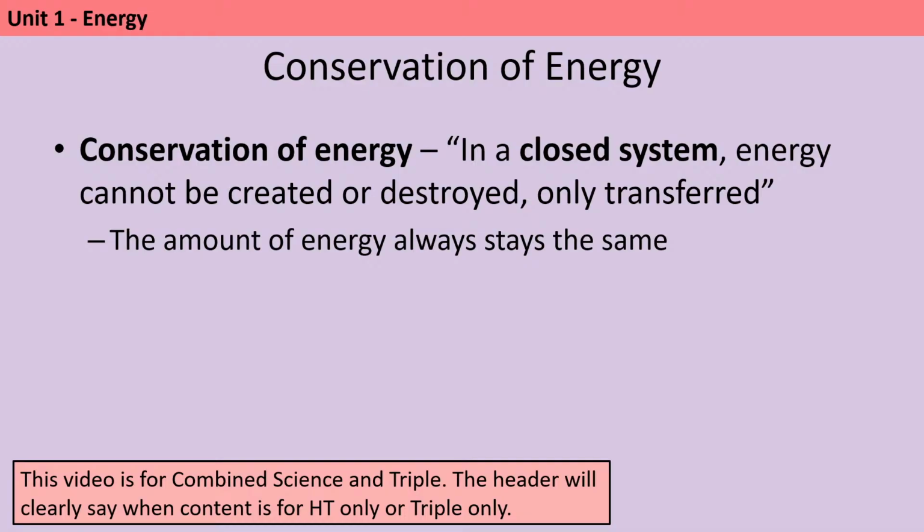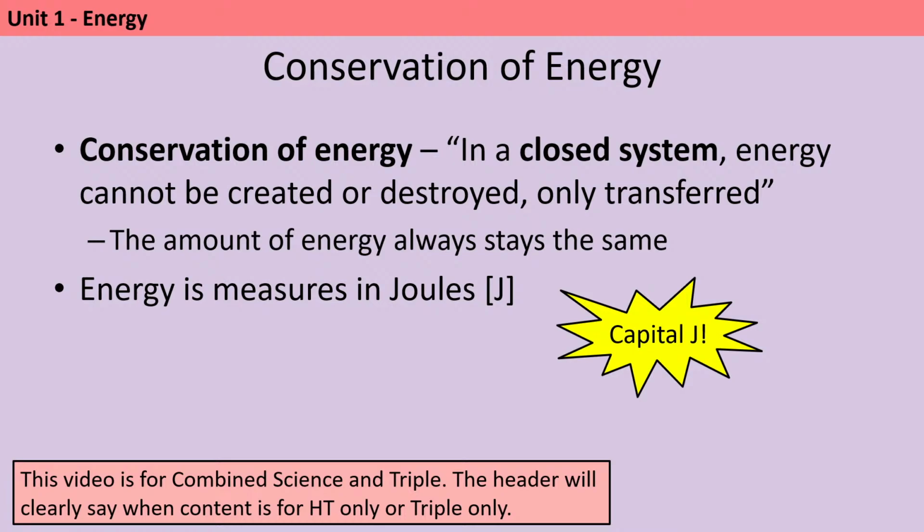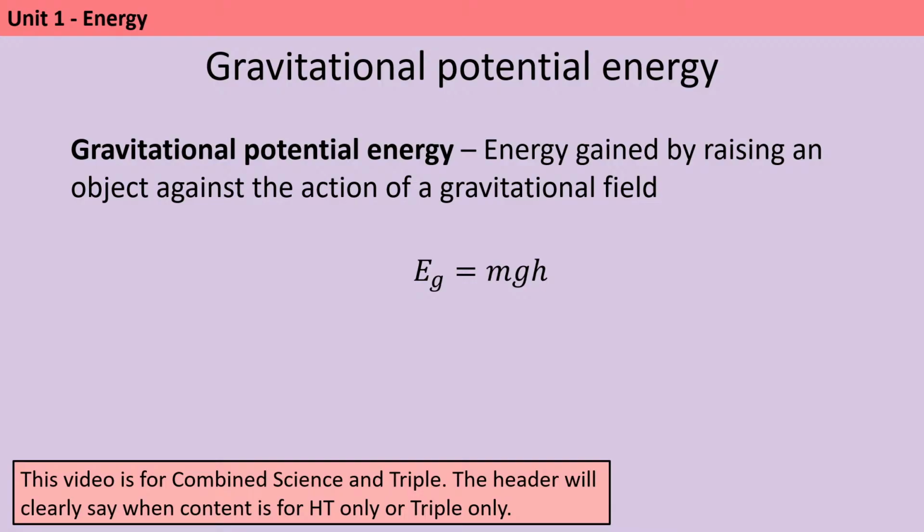A closed system is a situation where no matter and no energy can get in or get out. Energy is always measured in joules, and you need to write joules with a capital J. If a gravitational field is pulling an object down towards the centre of the Earth, and instead we raise that object up in contrast to that gravitational field, then the object becomes a store of gravitational potential energy.